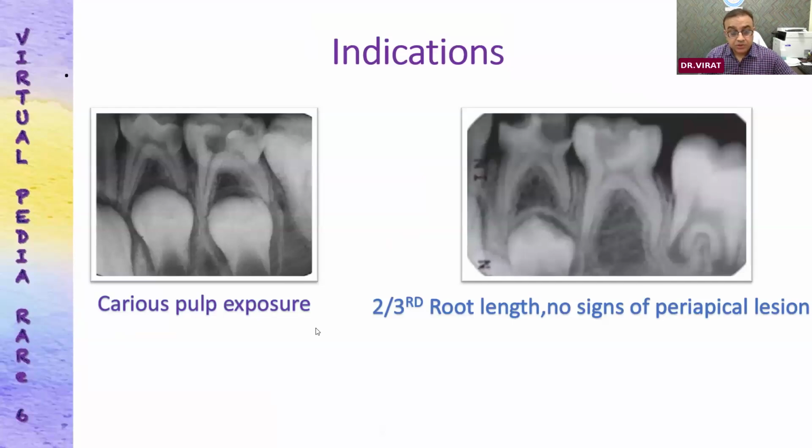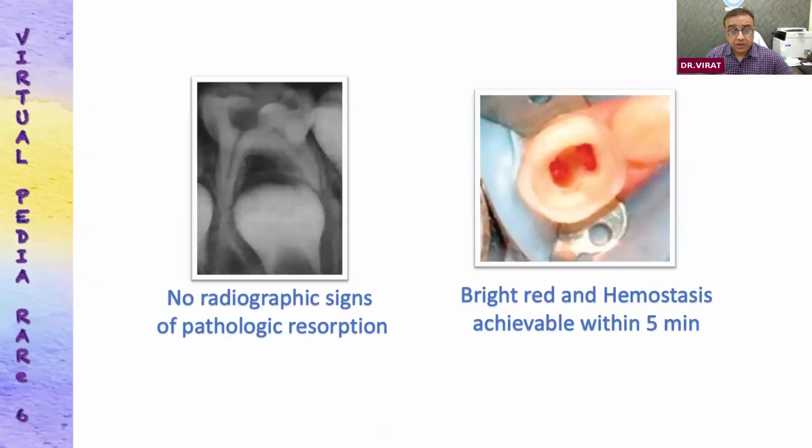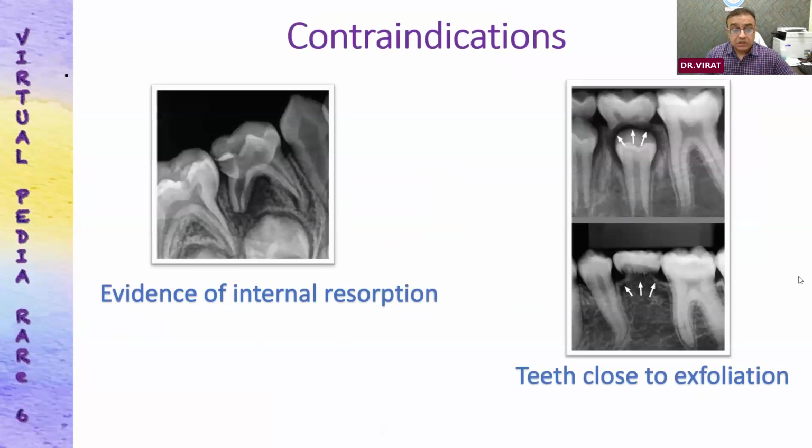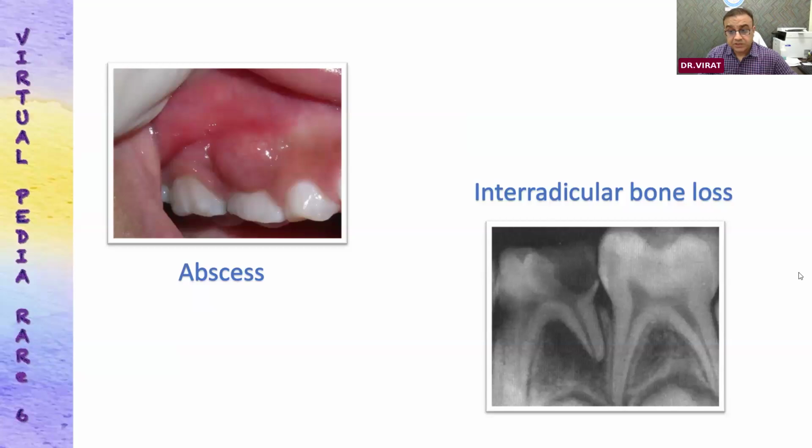The indications include carious pulp exposures, wherein the 2/3 root length is there and no signs of periapical lesion is there on the radiograph, and no radiographic signs of pathological resorption, and bright red color of bleeding is there, and hemostasis is achievable within 5 minutes. The contraindications include any evidence of internal resorption, teeth close to exfoliation, any sort of abscesses, intraradicular bone loss.